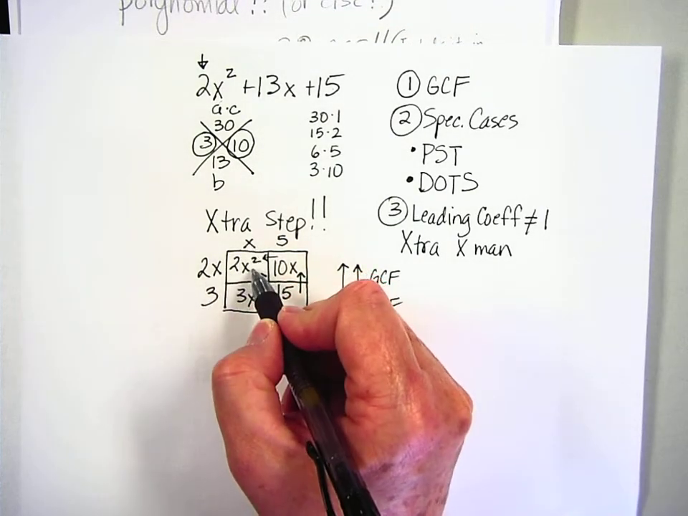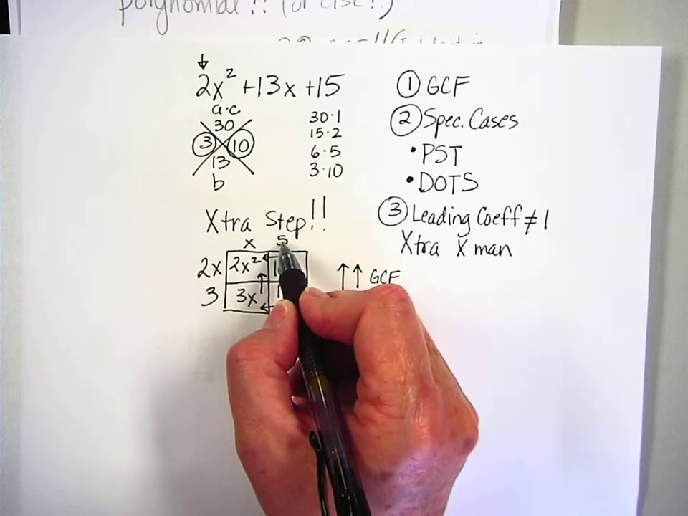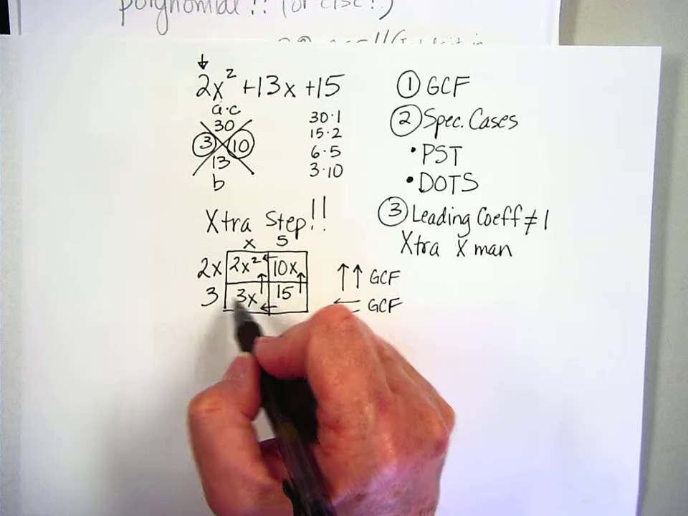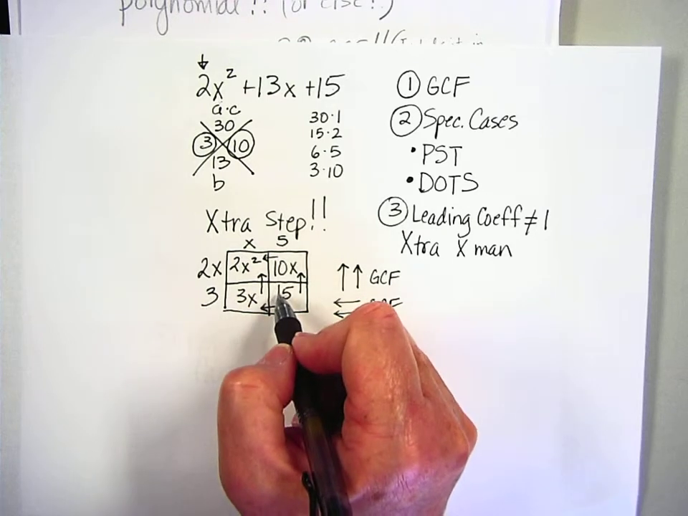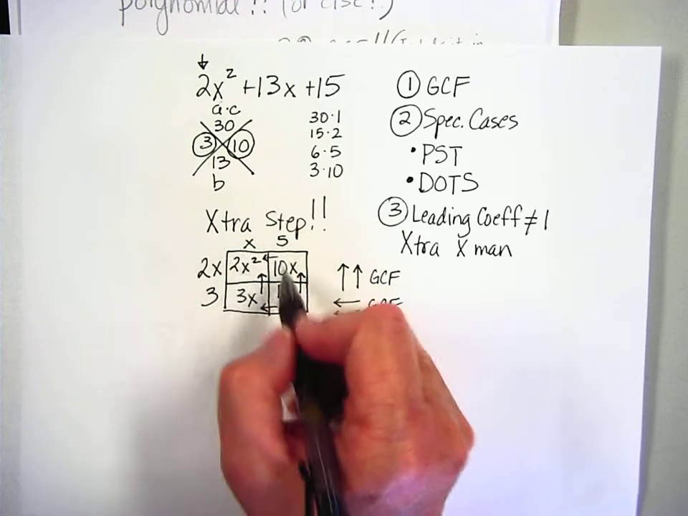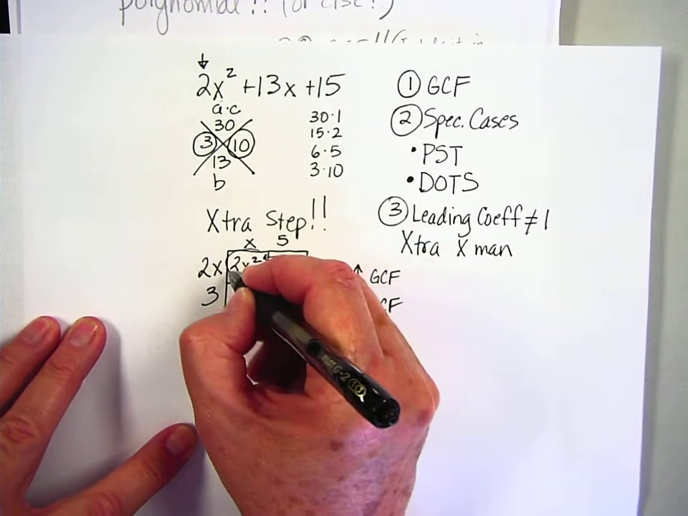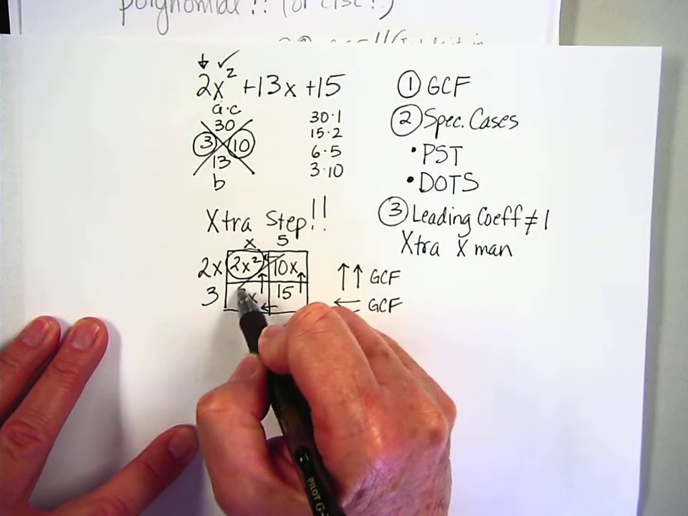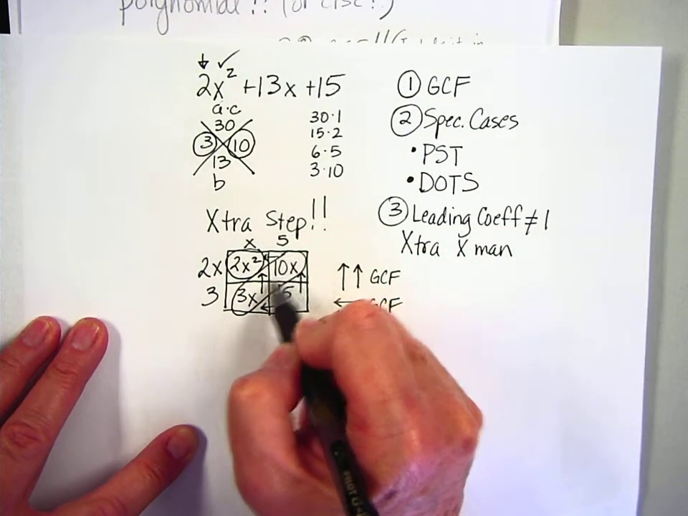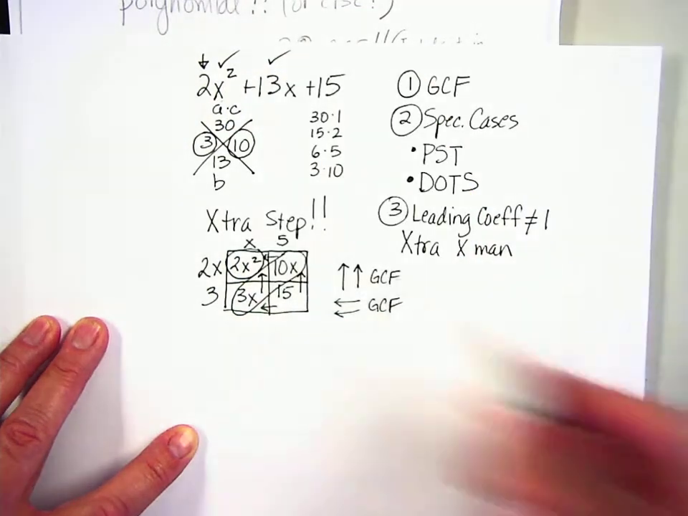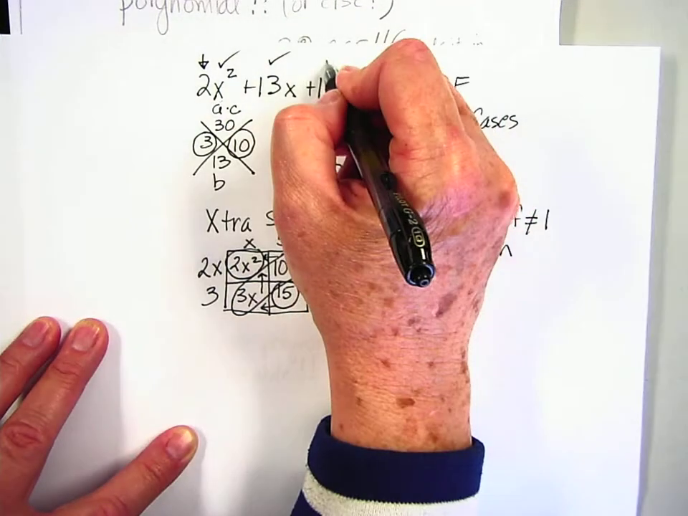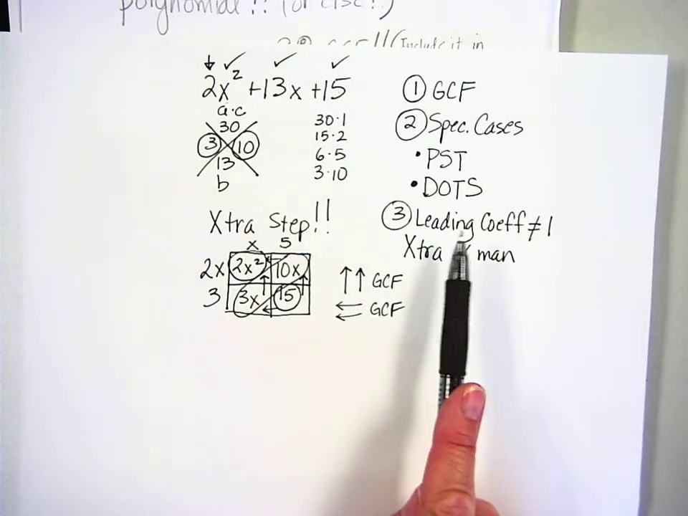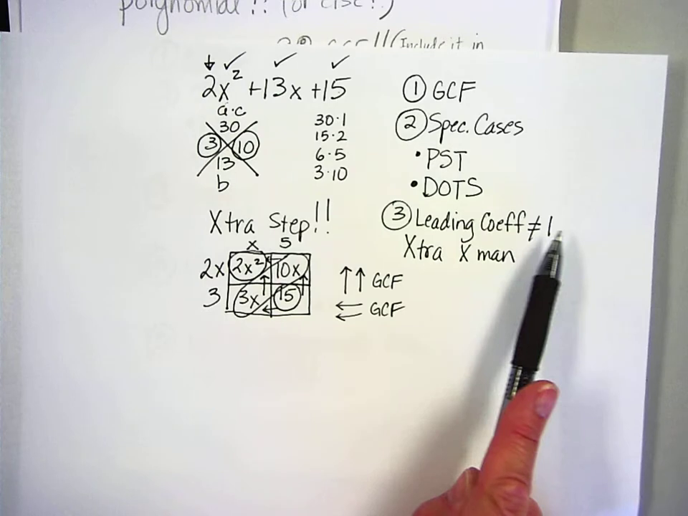2x times x is 2x squared. 2x times 5 is 10x. x times 3 is 3x. And 3 times 5 is 15. Okay, this works for what's in our box. We have 2x squared. Boom. I can combine these because they're like terms, and when I combine them I get 13x. Boom. And my final term is 15. Boom. We just factored a polynomial that has a leading coefficient that's not equal to 1.